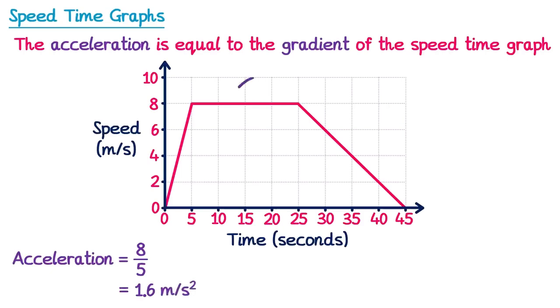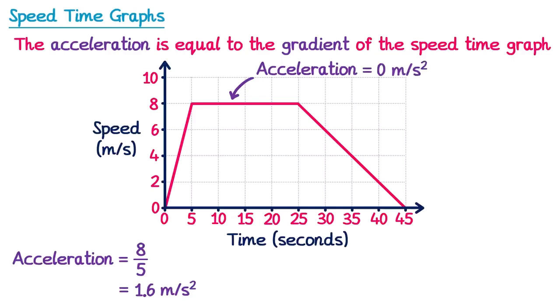Now if we turn our attention to the second part of the race. Earlier we said that this part has a constant speed and no acceleration, in which case the numerical value for the acceleration must be 0. So we could say the acceleration is 0 meters per second squared.